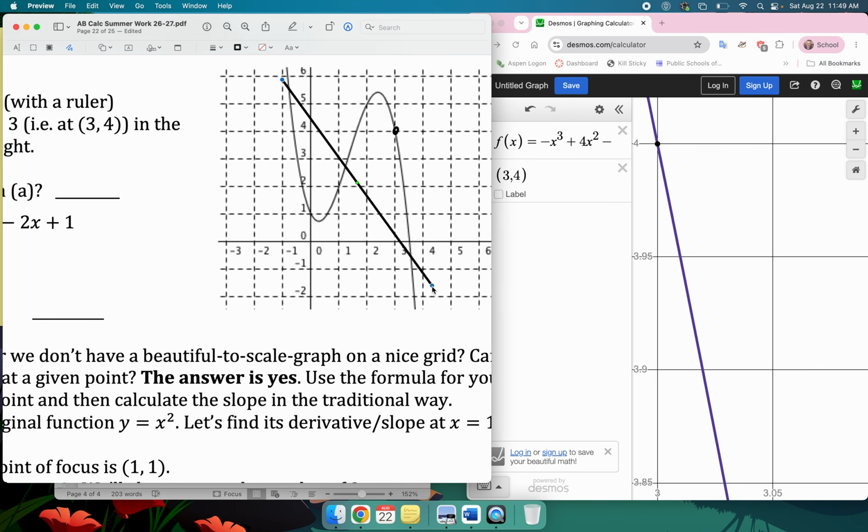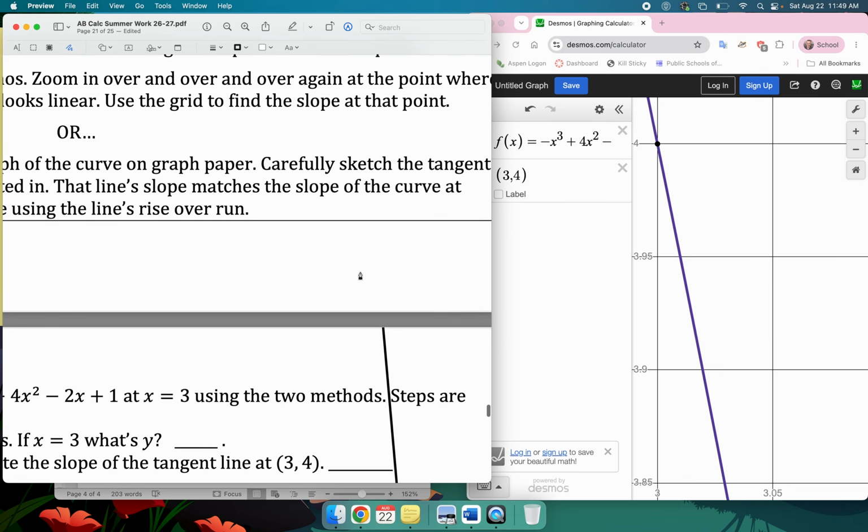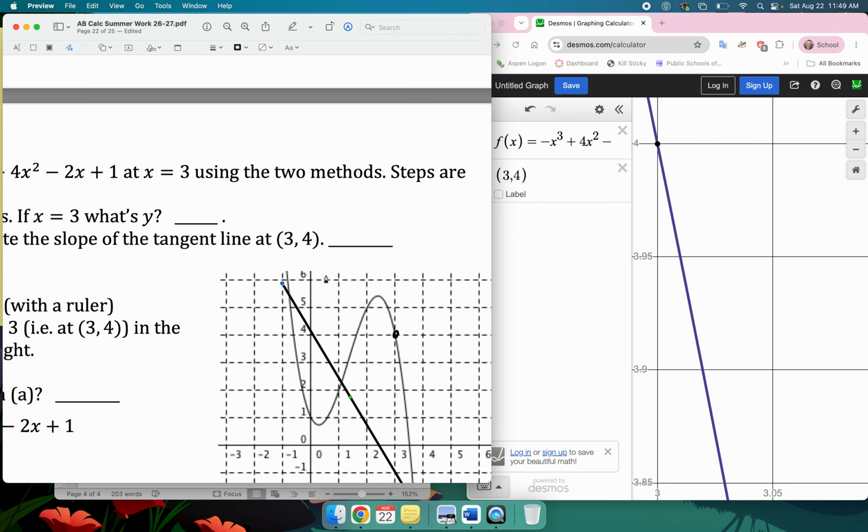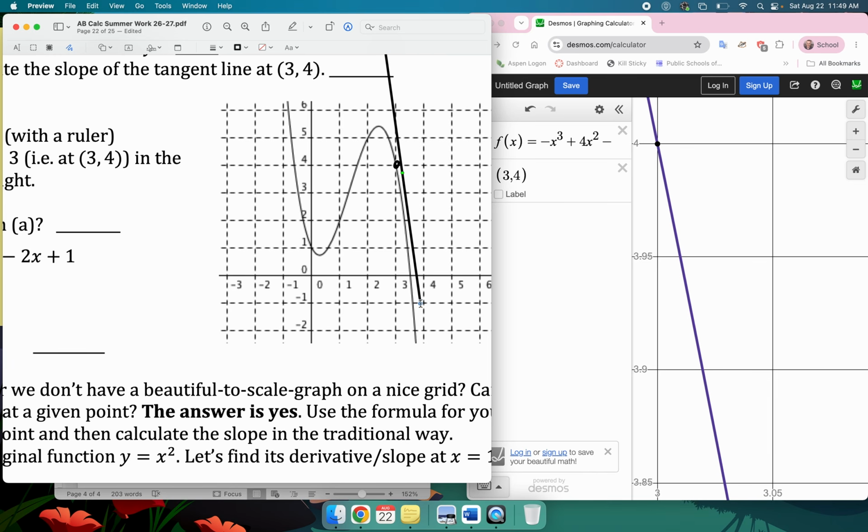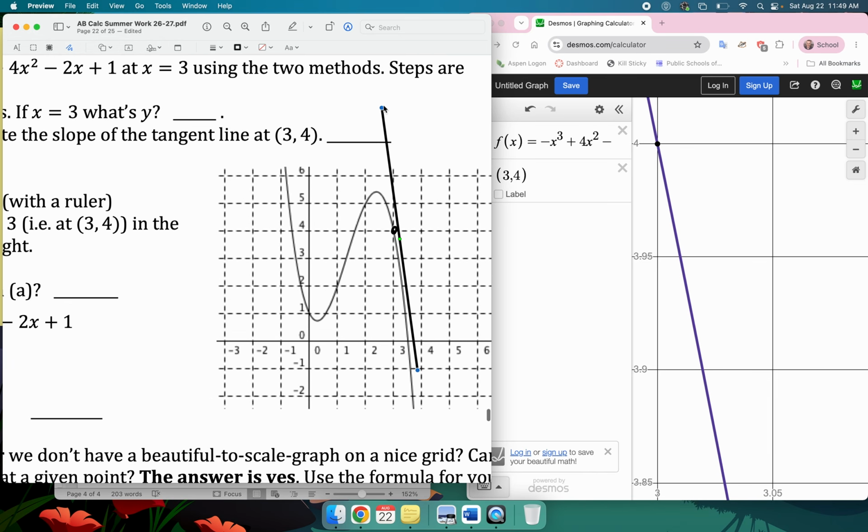It's going to be pretty steep. Okay, hold on. Let's not go crazy. This must be truly riveting to watch. Something like that. Good enough. Whatever. Okay, so what is the slope of this line?